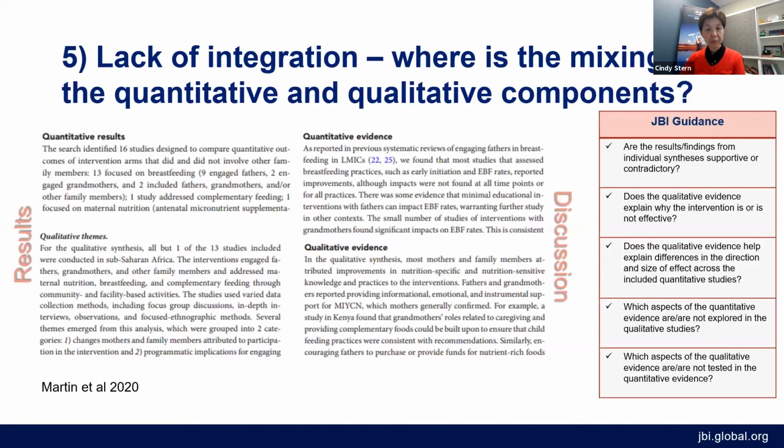And lastly, and perhaps one of the most important, the process of integration is either lacking or poorly described. So in this review by Martin et al., looking at nutrition interventions with or without family engagement, the authors followed a convergent segregated approach, whereby qual and quant evidence should have been integrated following their independent syntheses. And this can be done by answering the 5 trigger questions.